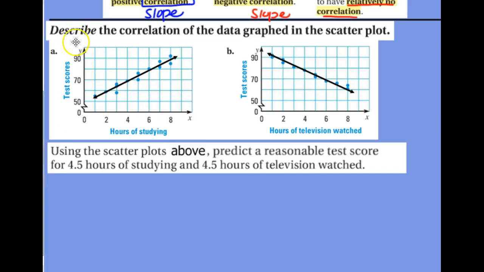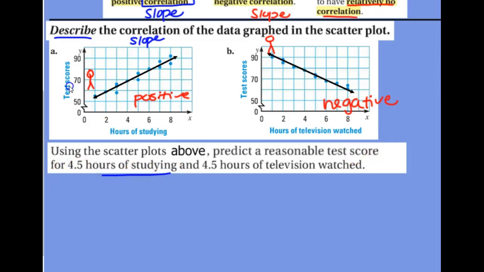Right now, they just want us to describe the correlation of the data graphed in the scatter plot. Describe the correlation or describe the slope. So this one, looking at it from left to right, would be a positive correlation. And this one, from left to right, would be going down, or a negative correlation. So that goes back to when we talked about slope.